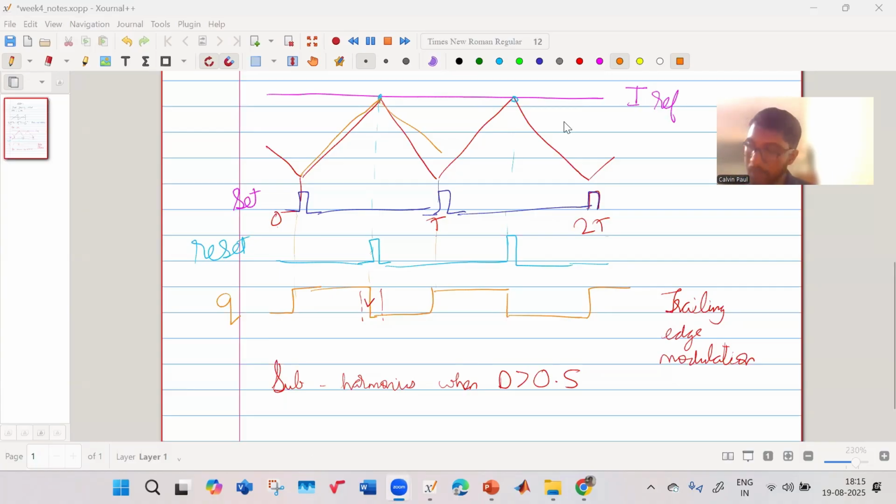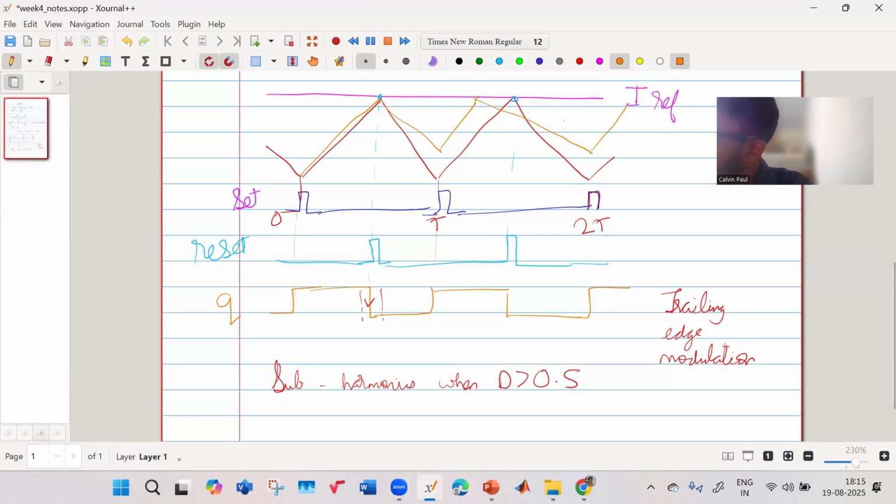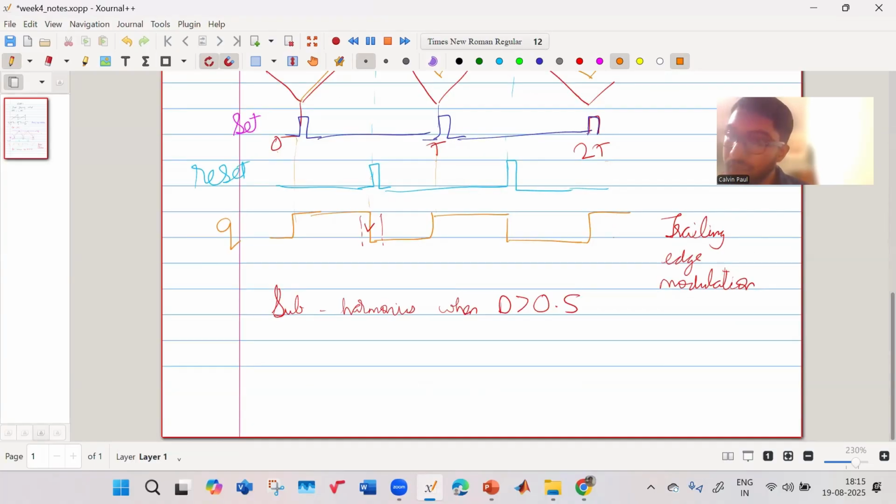So it has some subharmonic instability, which will look like this. It would rise, it would fall, it would rise, it would fall further. We'll see this in the simulation. It can be mathematically derived also that when your D is greater than 0.5, you will have subharmonics. And when you have subharmonics, what would be required? You have to use ramp compensation.